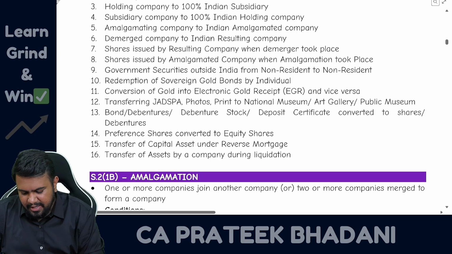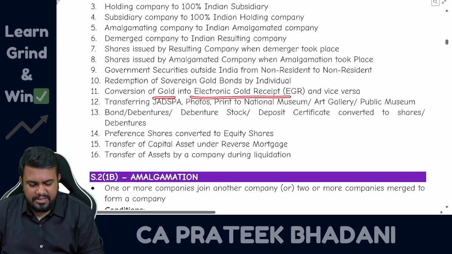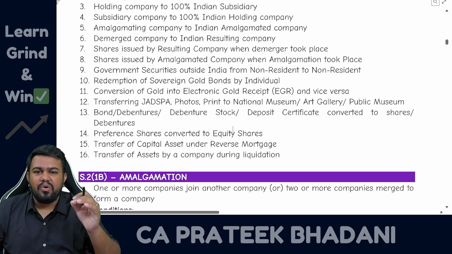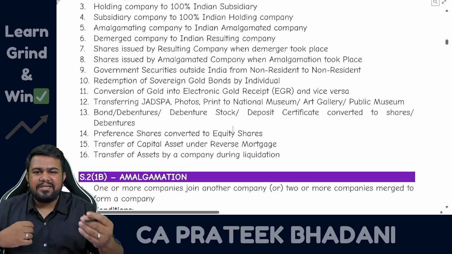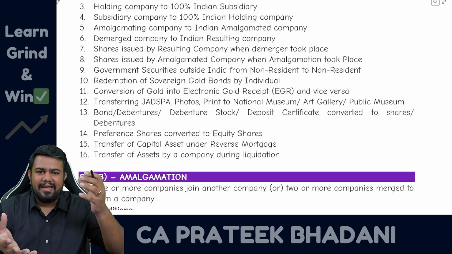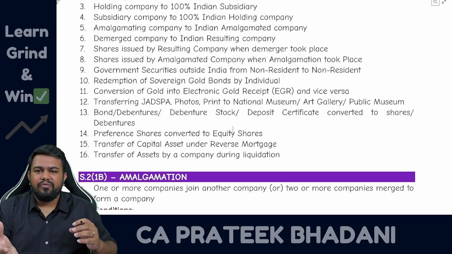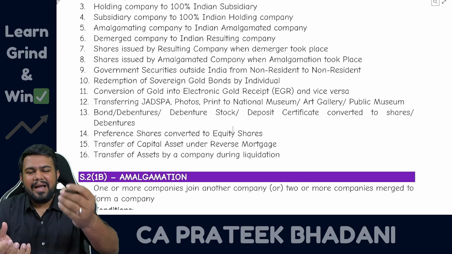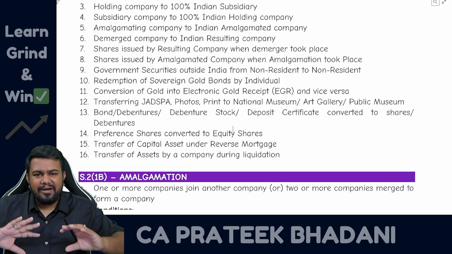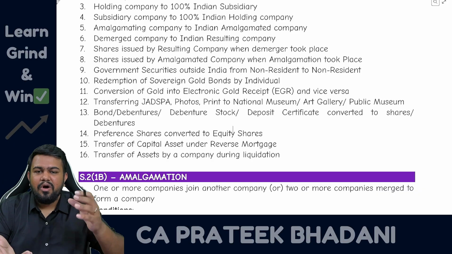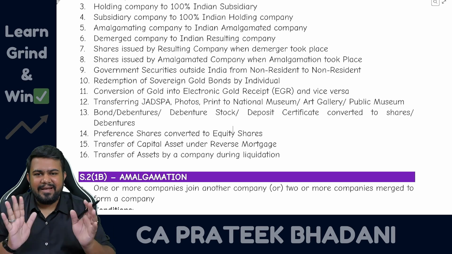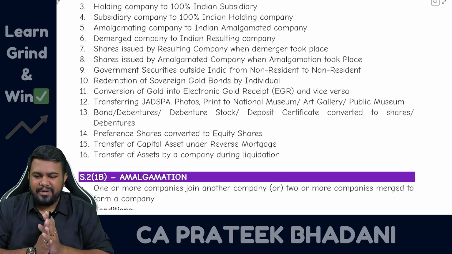Next one: conversion of gold into electronic gold receipt and vice versa. There is an instrument called electronic gold receipt, like a digital gold issued by the government. You can give the gold and get the electronic gold receipt, and later if you want real gold, you can return the electronic gold receipt and get back the real gold. Whenever you are converting gold into electronic gold receipt or electronic gold receipt into gold, it is not regarded as transfer. You need not pay any capital gain tax.